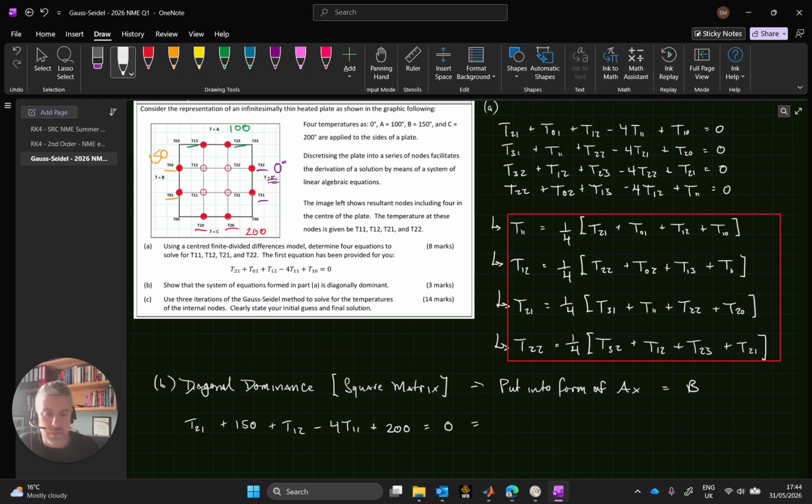So what I'm going to do is rearrange this, and take the forcing functions, the temperatures that are on the boundaries, and bring them over to the right hand side, and I'll be left with T21 plus T12 minus 4T11 is equal to minus 350.